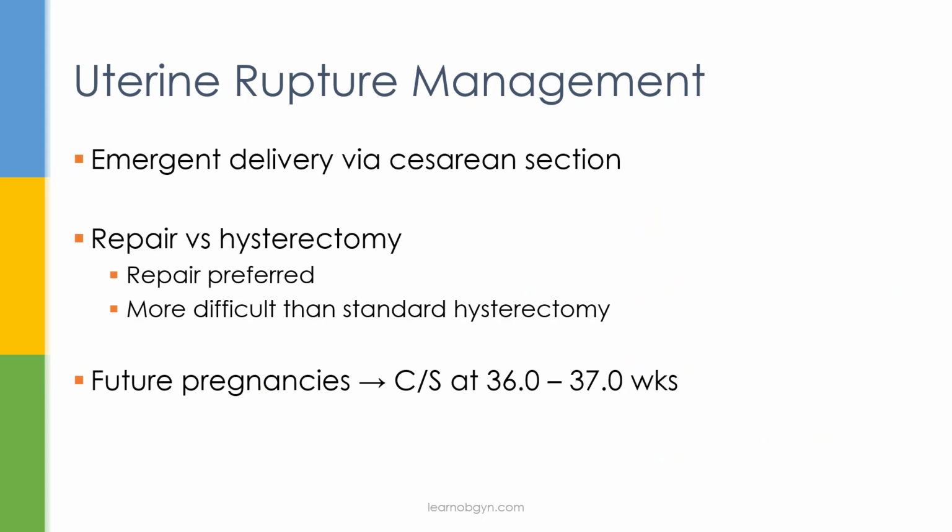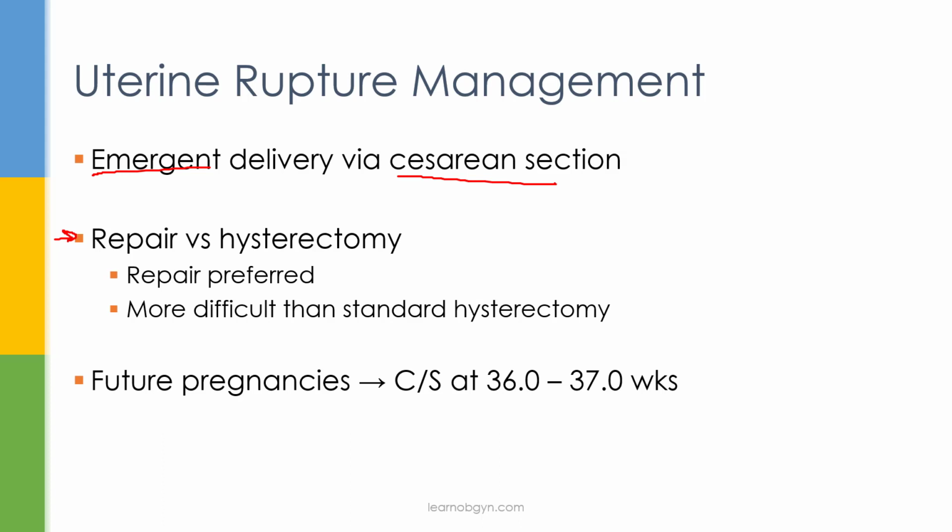So if you're on labor and delivery and you start to see a fetal heart tracing that's getting worse and worse in the setting of a prior C-section, you should start to be very suspicious for a possible uterine rupture. If that's the case, the next step is urgent or emergent delivery, and this is via cesarean section. You deliver the baby as soon as possible, and then afterwards you look at the uterus to see if you could either repair it or if you have to do a complete hysterectomy.